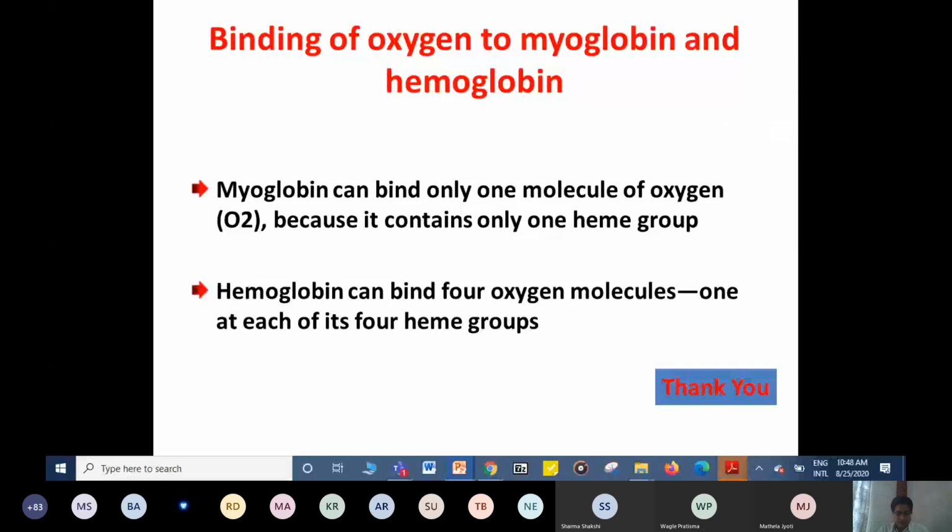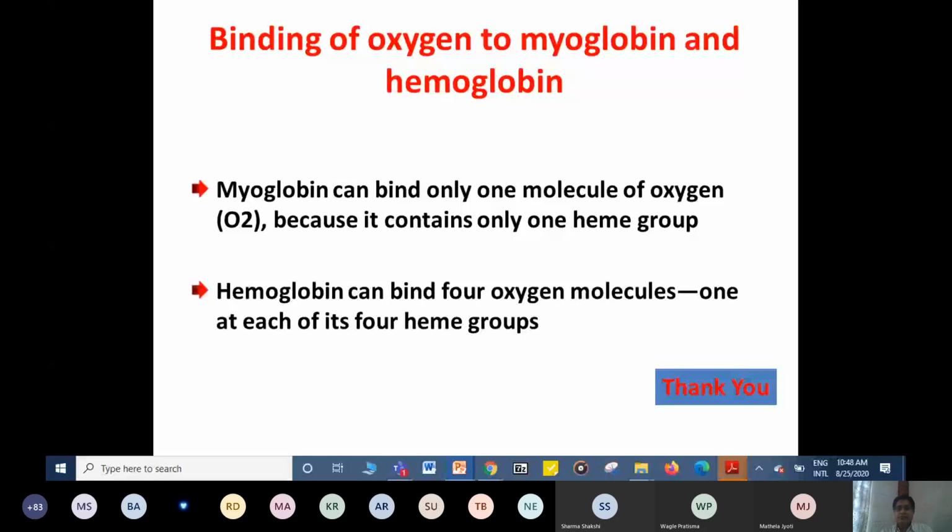Now we have studied the structure of hemoglobin and myoglobin, and we have also listed some of the points on why we have to study the structure of hemoglobin and myoglobin. And the function we'll study in our next class.